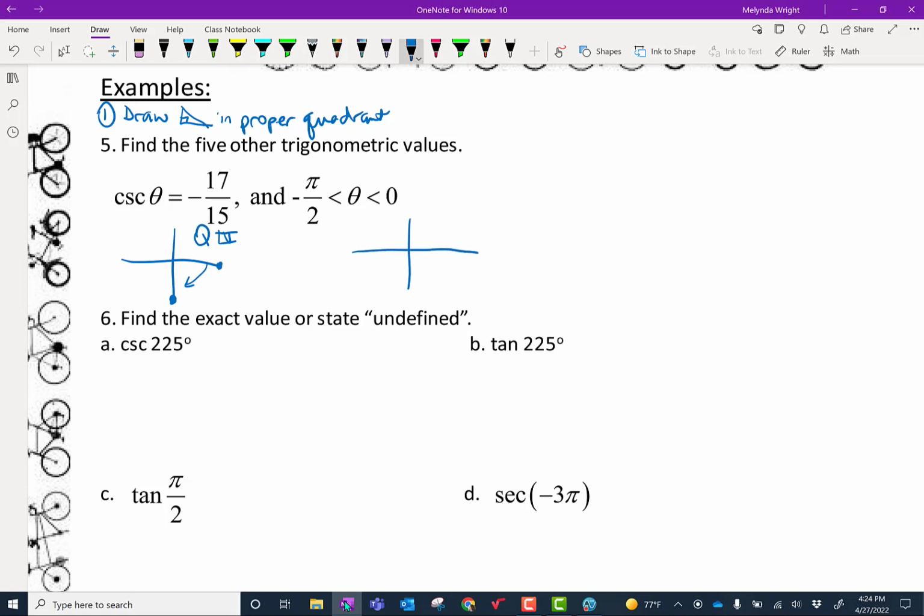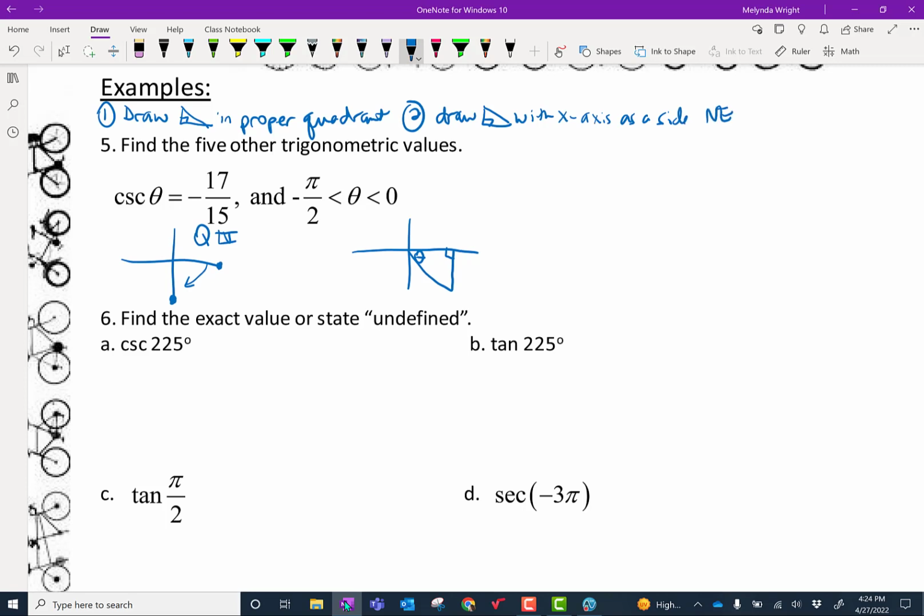Now, here's the second thing we need to remember. So we're drawing a triangle in quadrant 4. Second thing, draw the triangle with the x-axis as a side of the triangle.